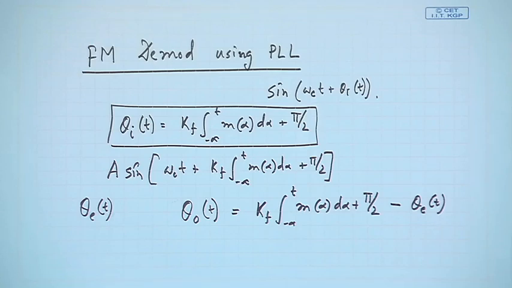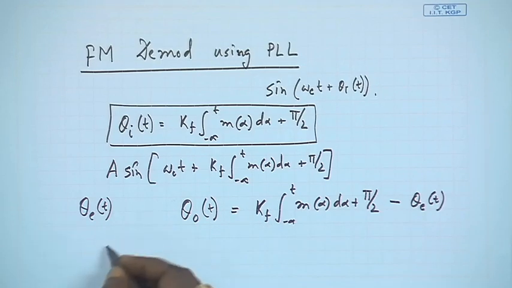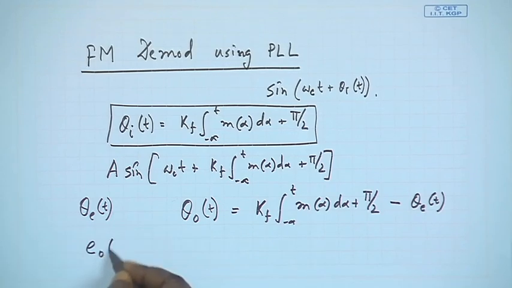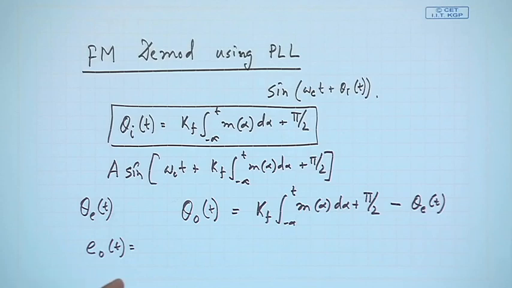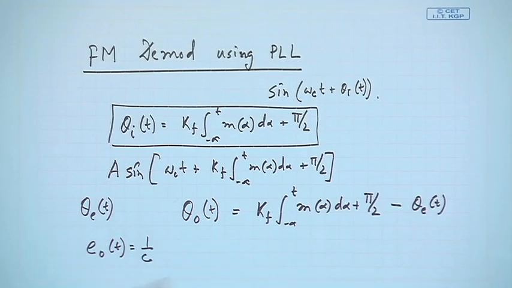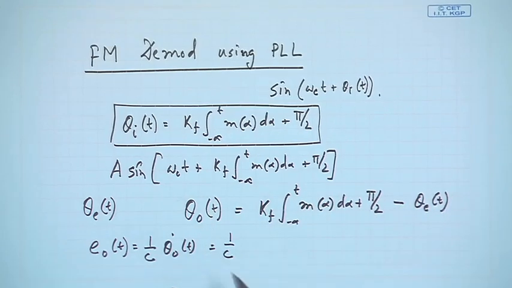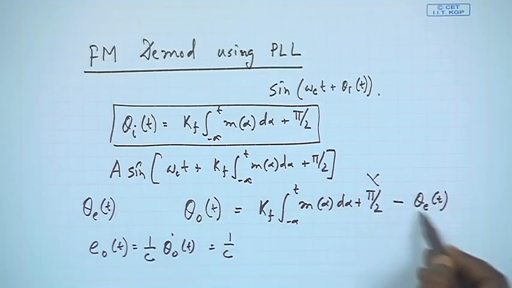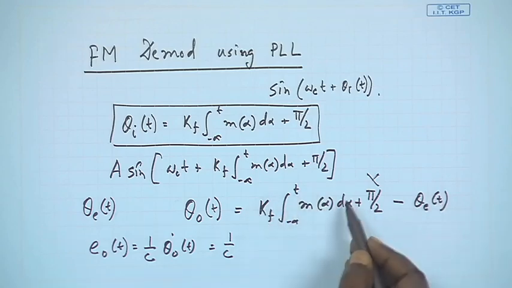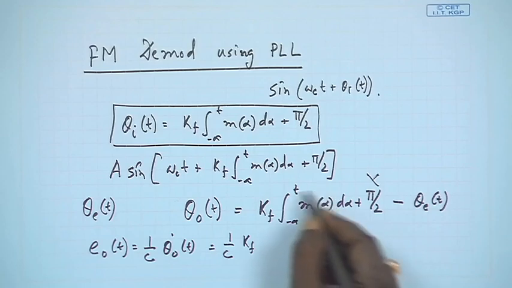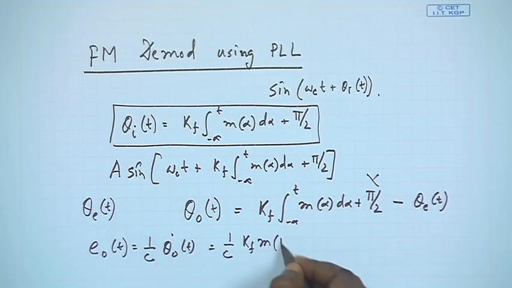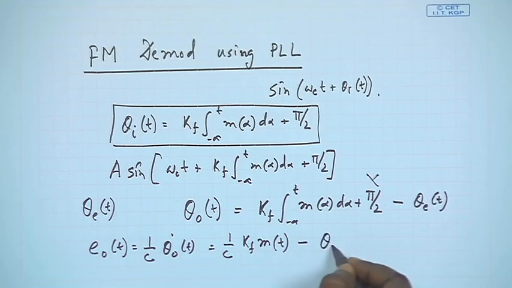But what we also know is this theta o(t). If we now try to see the error signal that is being generated by the PLL, that is e_0(t), that is nothing but the differentiation of this output phase, with a factor 1 by c, which is the factor of the PLL. Now, let us try to differentiate it. So, it should be 1 by c, and theta o(t) we have to differentiate. So, this term will be gone. I will have a differentiation of this one and I will have differentiation of this one. Differentiation of that one is k_f, and integration and differentiation cancel each other. So, I get m(t), and I will get differentiation of this.